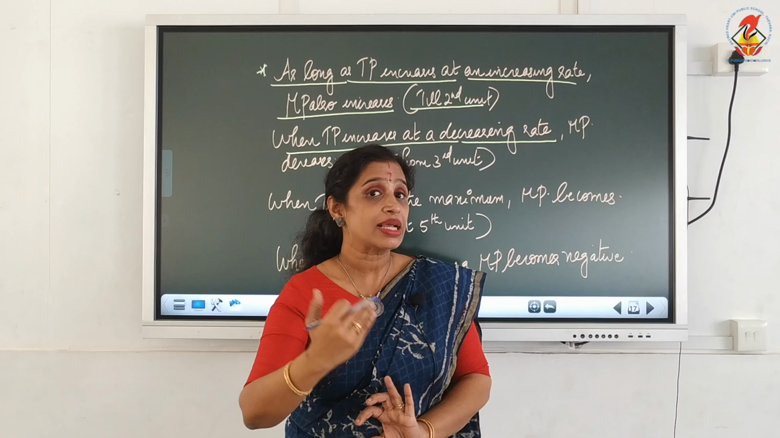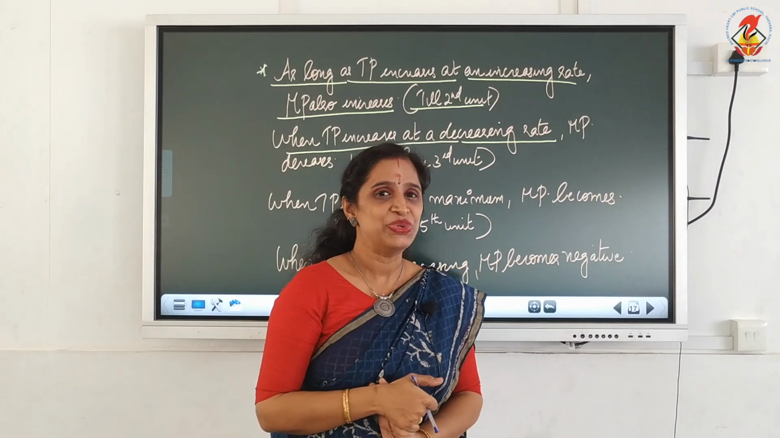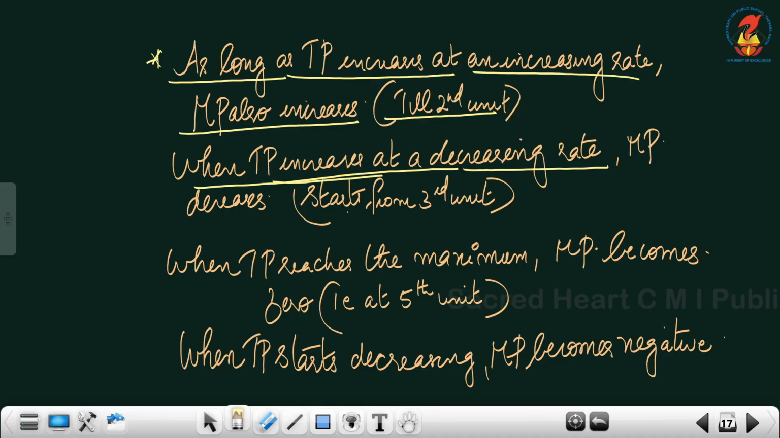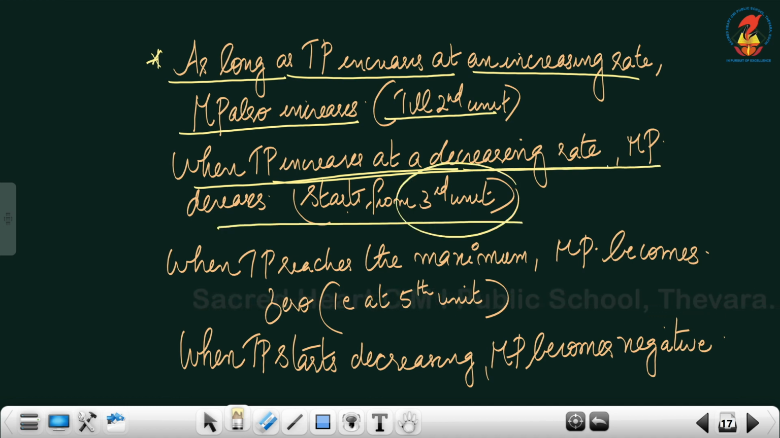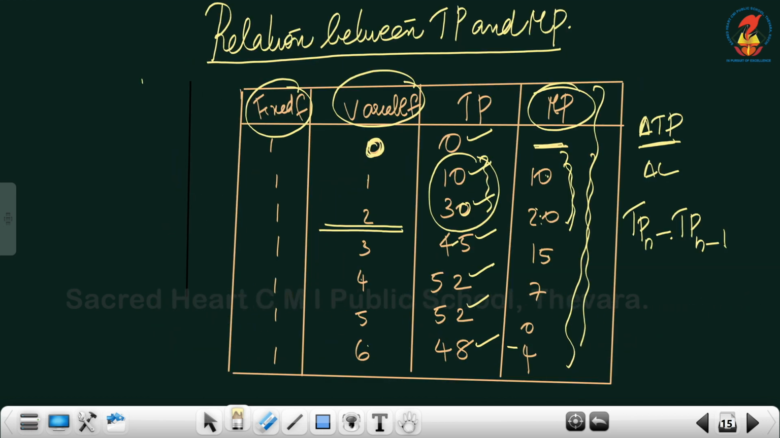You know it very well. You can connect it to the total utility and marginal utility. So, when TP increases at a decreasing rate, MP decreases. That is from the third unit. So, go to the table, we can find at the third unit, TP increases at a decreasing rate. Here TP increased from 10 to 30 till the second unit, but after the second unit, the increase in the TP is only at a decreasing rate. From 30 it has increased only to 45. That means the increase is only 15, isn't it?